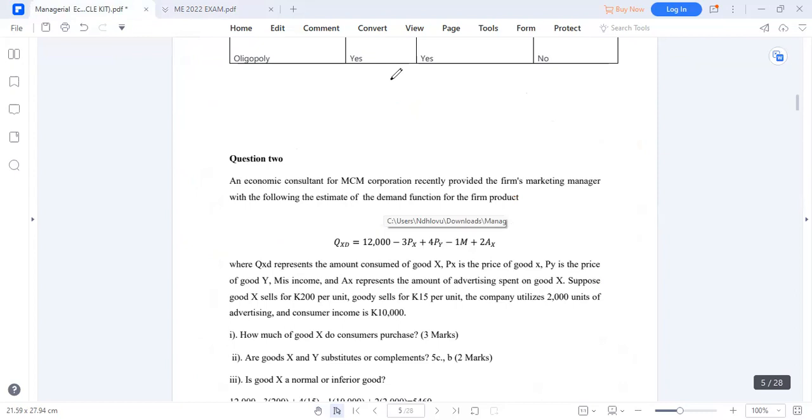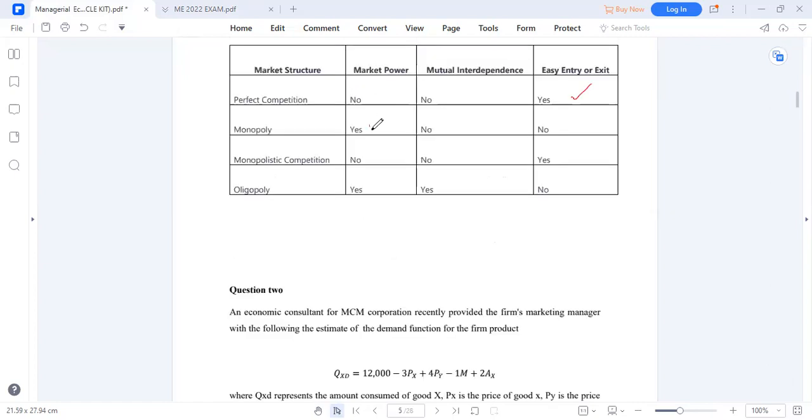So perfect competition: no market power, no mutual dependence, and there's free entry and exit. Monopoly: market power, yes. Mutual dependence, no. Free entry and exit, no. Monopolistic competition: market power, no. Mutual dependence, no. Easy entry and exit, yes. Oligopoly: market power, yes. Mutual dependence, yes. Free exit and entry, no. So these are what was supposed to be answered. You needed to understand the whole characteristics.